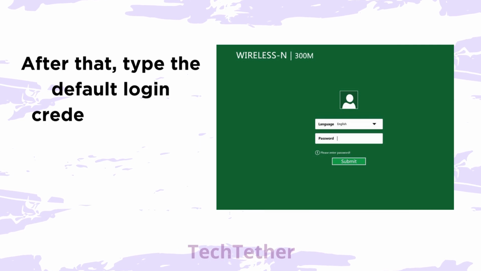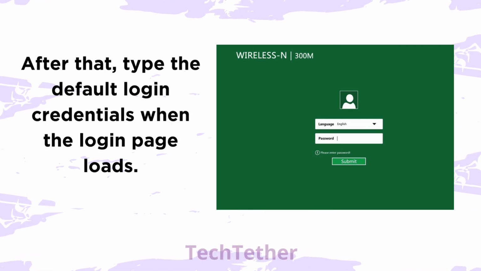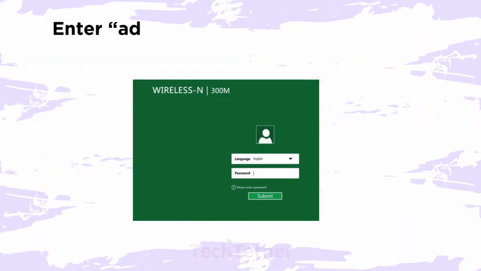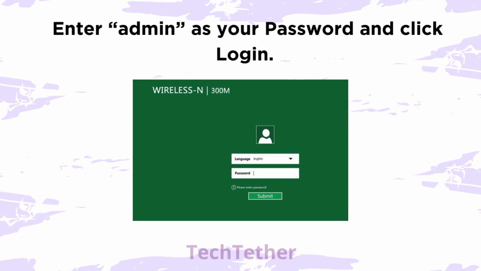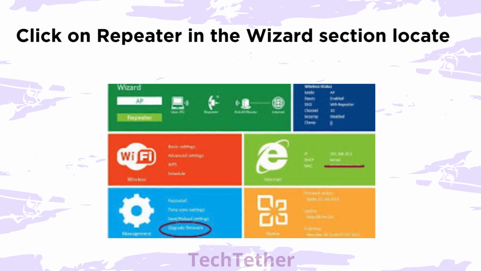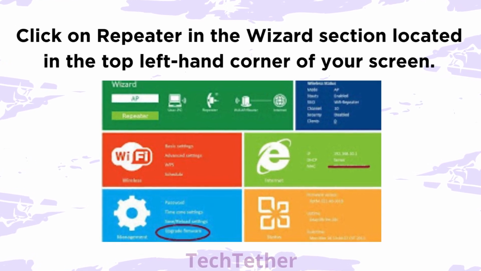After that, type the default login credentials when the login page loads. Enter admin as your password and click Login. Click on Repeater in the wizard section located in the top left-hand corner of your screen.